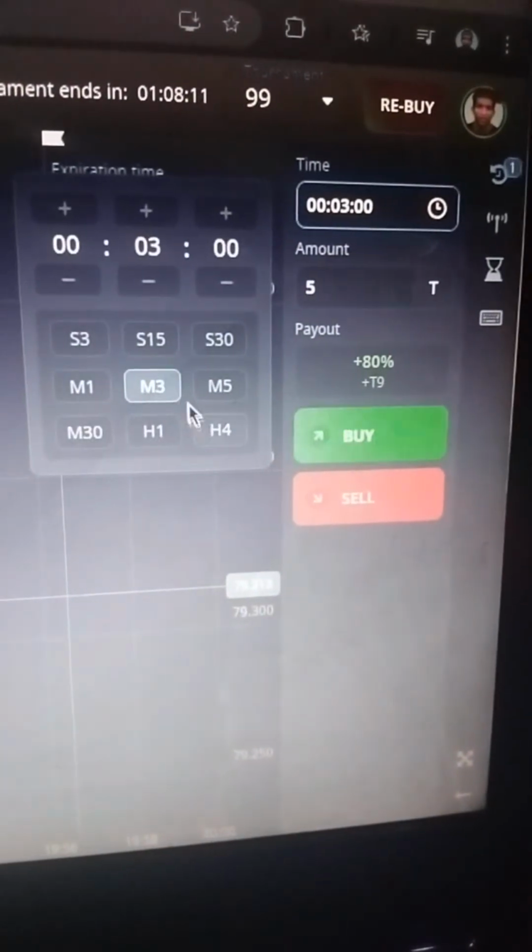So if you are trading with a stop loss, then oh god, what is happening? Why is this saying 12 seconds? I made the expiration 3 minutes. What the hell is going on?